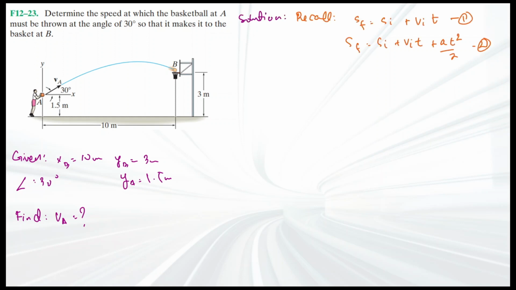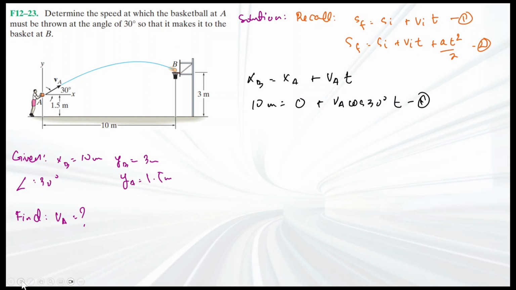Recall that we have several equations such as this. Given our variables, we already have positions on both sides, horizontal and vertical. So we can definitely take advantage of that, given our equations: the final position equals the initial position plus initial velocity times time. So that will be our equation one. We also have this particular equation: final position equals initial position plus v_i t plus a t squared over two. Okay, so we can now substitute our known values here. So we can try solving for the total time traveled using equation one. Actually, we don't have to, but we're setting up our equation now.